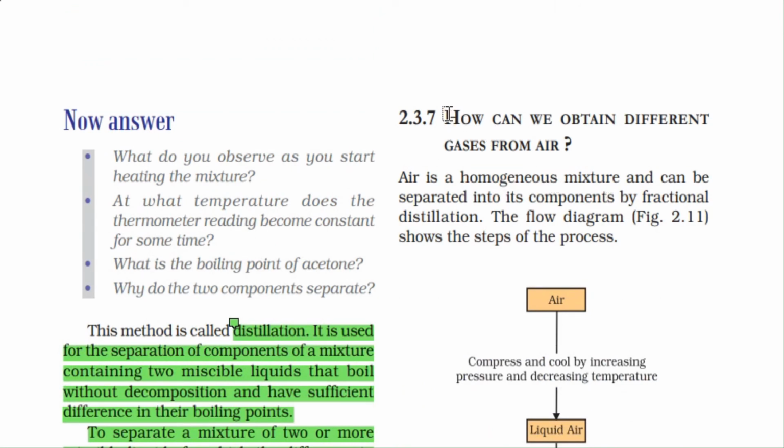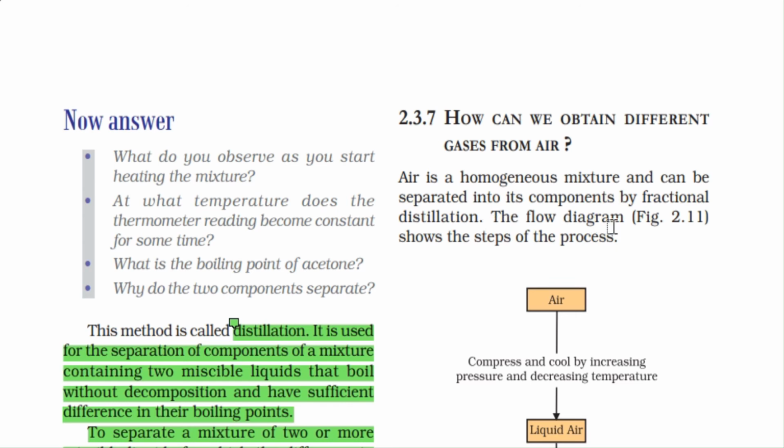So this is a very important thing: how can we obtain different gases from air? Air is composed of how much? 78% nitrogen and 21% oxygen, and the others are other gases like carbon dioxide, argon, hydrogen, many other gases. So we can separate these substances, if you see the chart. Air, whatever air surrounds us, is a homogeneous mixture, and can be separated into its components by fractional distillation. So we separate this with the help of fractionation.